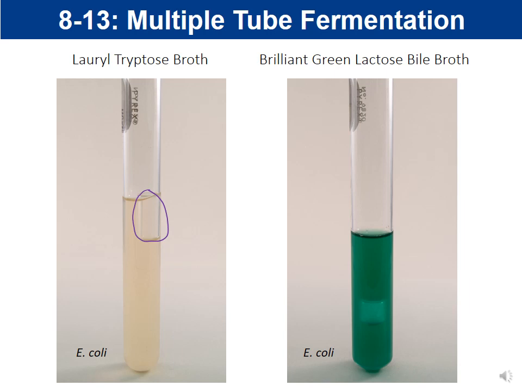So you would dip your loop into your LTB and inoculate an empty brilliant green lactose bile broth, BGLB. And what you would get is that with E. coli, because E. coli is a coliform, right? Notice again, we have turbidity and we have gas. You can see the little air bubble here in the Durham tube.